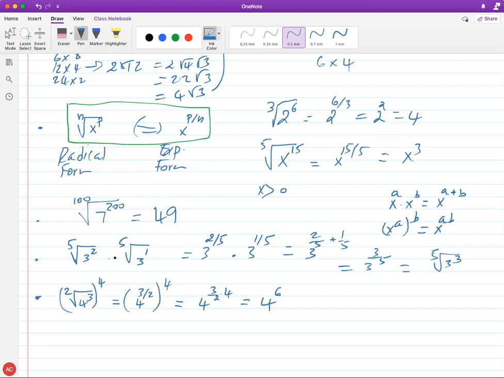So this is one way. Again, remember, all the radicals can be turned into exponents. And once you have exponents, all the rules we did with the exponents apply to them. This is one way to multiply radicals and simplify them. We're going to see more operations, more multiplications, additions, subtractions in the next class.